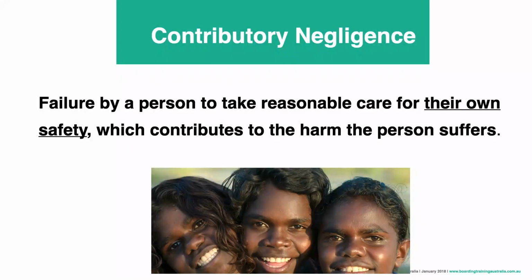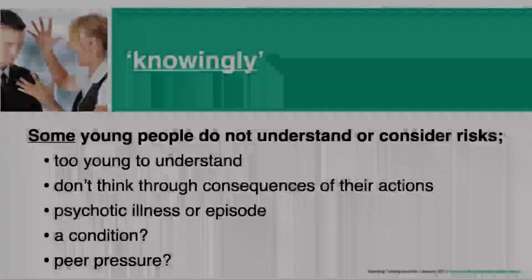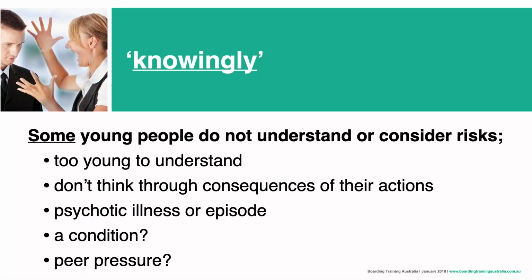But the student, in a way, was not taking reasonable care for their own safety, and that contributed to the harm that they suffered. So then the tricky part of that is how much do they know and understand of the risk involved? Did they knowingly do this thing, understanding all the risks? Because we all know children have kids' brains, not adults' brains, and just sometimes don't think ahead. So how much do they understand, or how much have they been warned? Did they know about the rules? The second thing we need to remember is that we have a duty to intervene. If we know about the potential of something being harmful, we have that duty to intervene and prevent that risky behaviour.